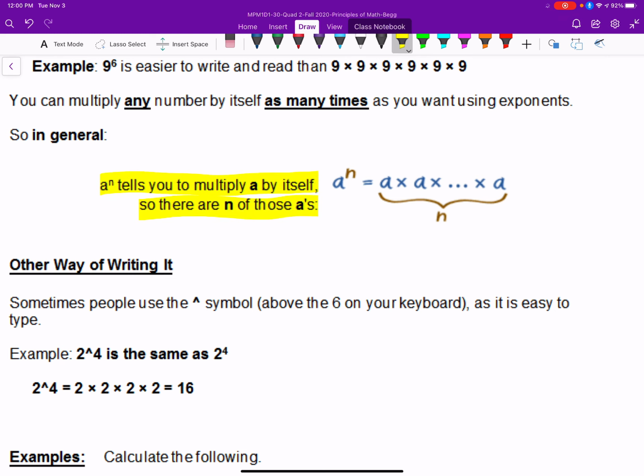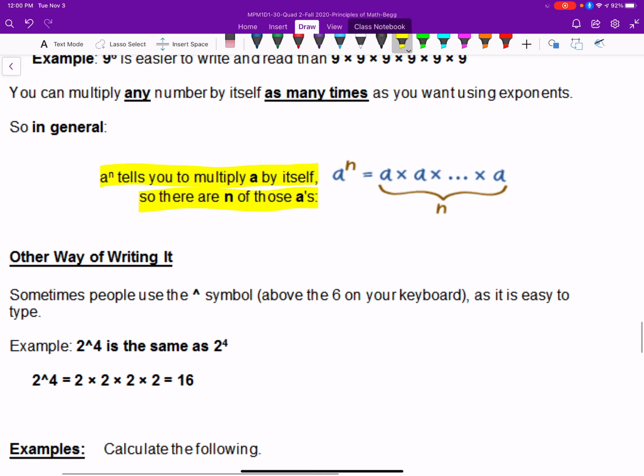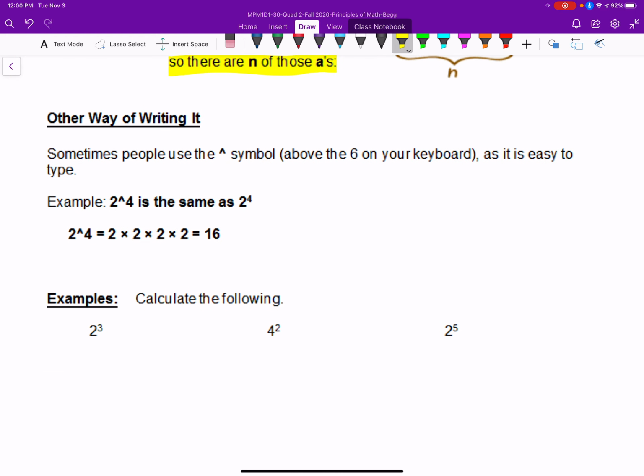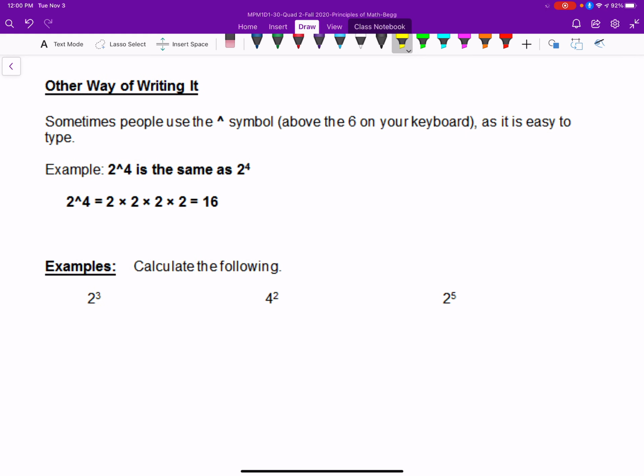So a to the exponent n: a is the base, and it's going to be multiplied together n times. Again, it's not a times n, it's a times itself n times. Another way of writing it, sometimes people use this little symbol here. I think technically it's called a caret, not like the vegetable. It's written like this, and you can find it on your keyboard. Often it's above the number 6, so it's easy to type.